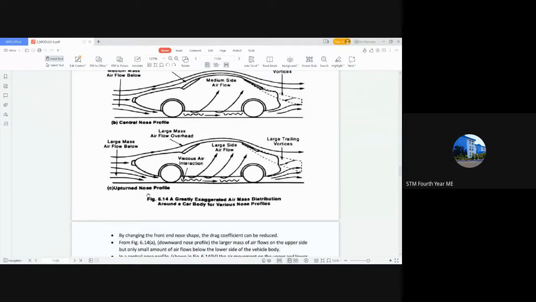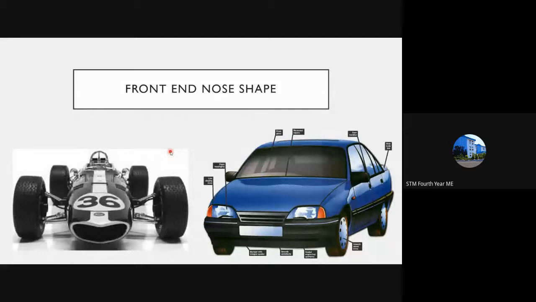There is another type of design shown in the nose profile. This is also another shape. In Formula One cars, we provide a nose shape in this manner, while in the case of a car, we provide it in this manner. In both conditions, the air goes inside this fender. You can see these gaps, so through this the air can move inside. In the same way, here also the air can move inside.